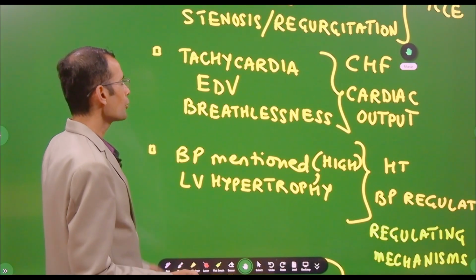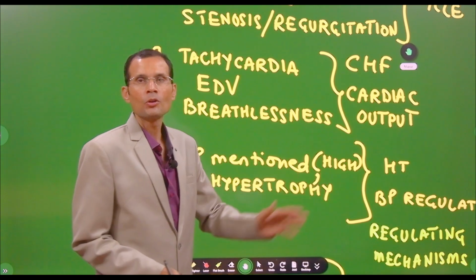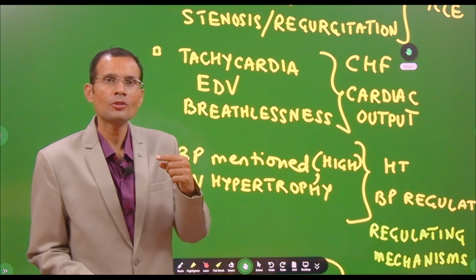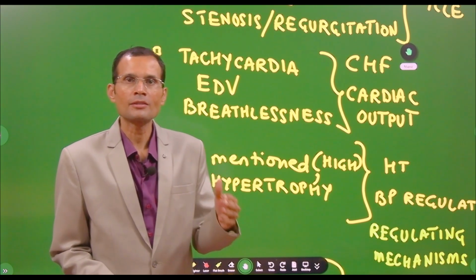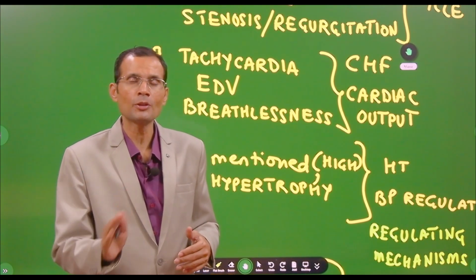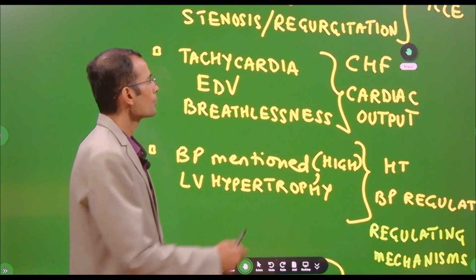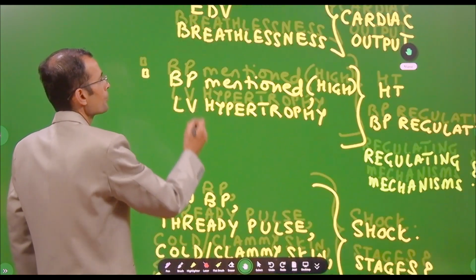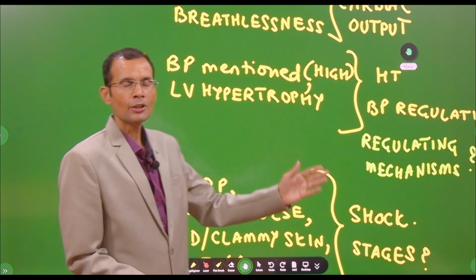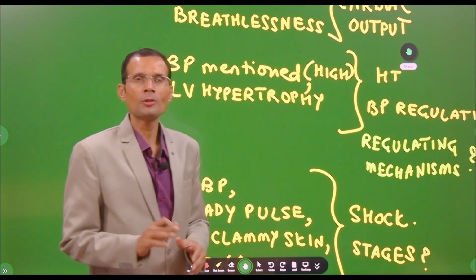Tachycardia, end diastolic volume, breathlessness, edema on the dependent parts. All this will be about the heart failure, and where actually the question is on the cardiac output. So they will be asking about the cardiac output, stroke volume, preload, afterload, etc. These will be the questions. Because in the heart failure, you know, stroke volume decreases, cardiac output decreases. So that's a key phrase. Then blood pressure will be mentioned, high blood pressure, and left ventricular hypertrophy, which occurs because of the high blood pressure, hypertension. So it's a question on blood pressure.